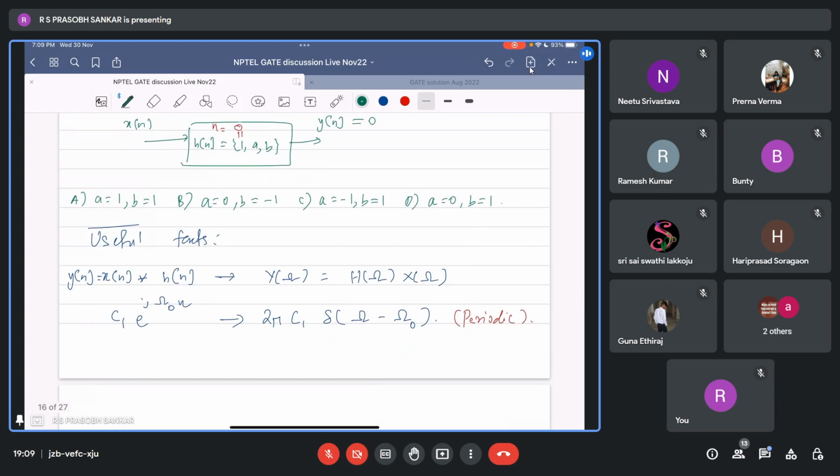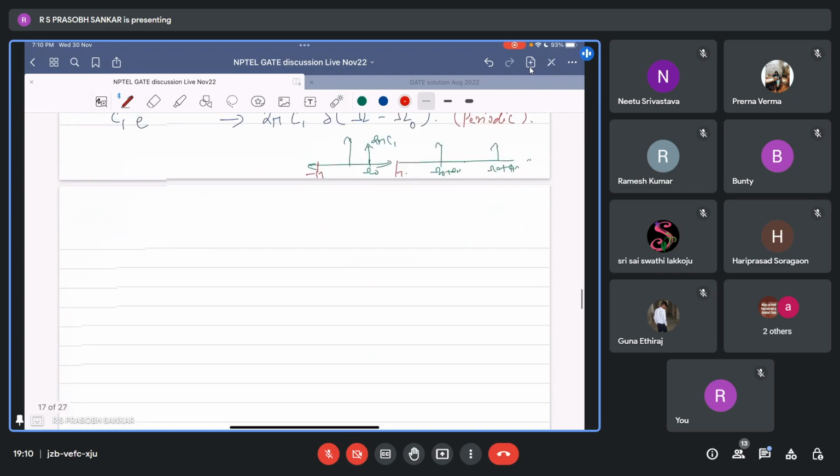So this will look like this. At omega naught, there will be an impulse having strength 2 pi c1. Now, there are other peaks at omega naught plus 2 pi, omega naught plus 4 pi, and so on. But that is understandable, we make that assumption. We already know that the DTFT is periodic, so we won't be writing those things. We'll be just focusing on minus pi to pi.